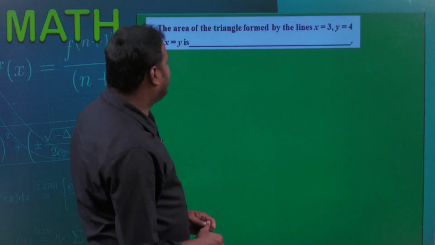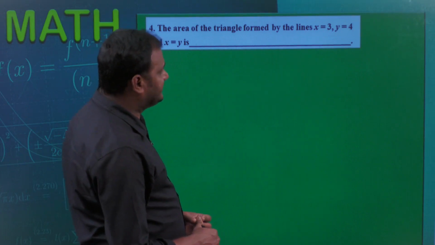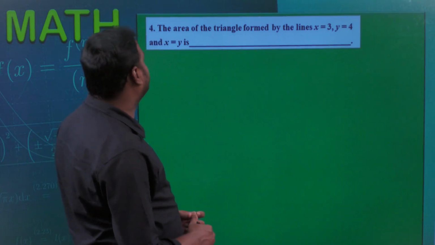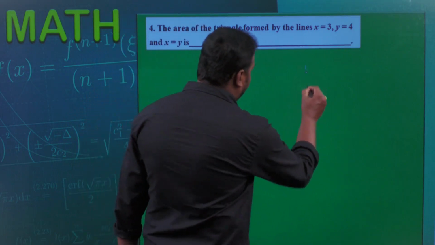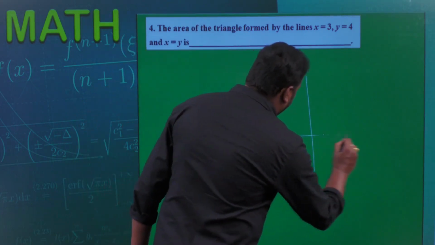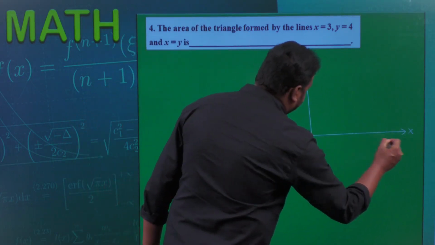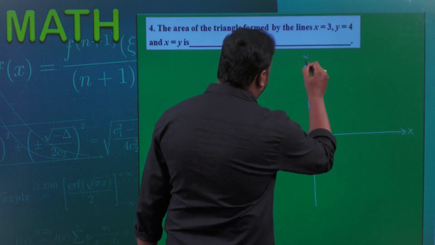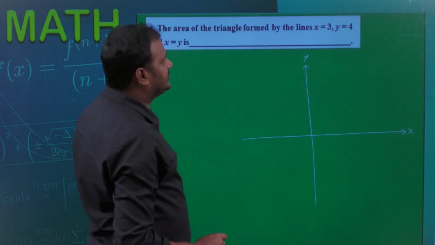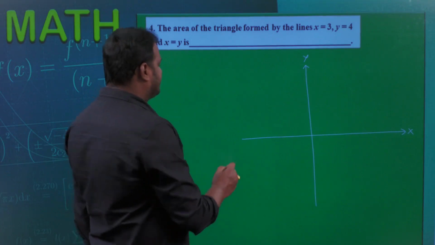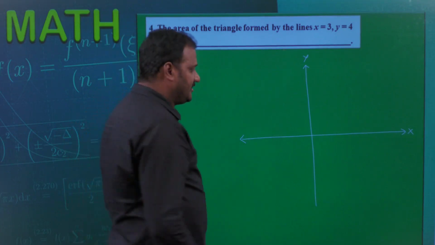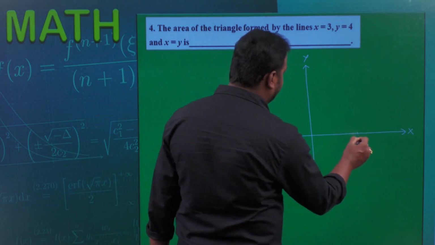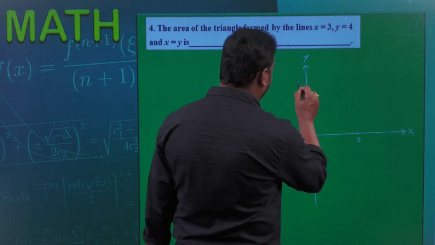That is, the area of the triangle formed by the lines x equal to 3, y is equal to 4 and x is equal to y. For that, I will have to consider a coordinate system. That is the x-axis and this is the y-axis. Okay. So x is equal to 3, y is equal to 4 and x is equal to y. What is this x is equal to 3, y is equal to 4? x is equal to 3 means this is 3 for example and this is 4.